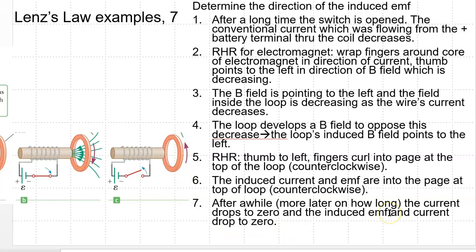After a while, more later on how long when we talk about our RL circuit, the current drops to zero and the induced EMF and current also drop to zero.